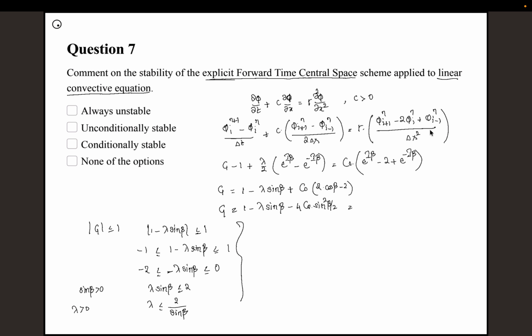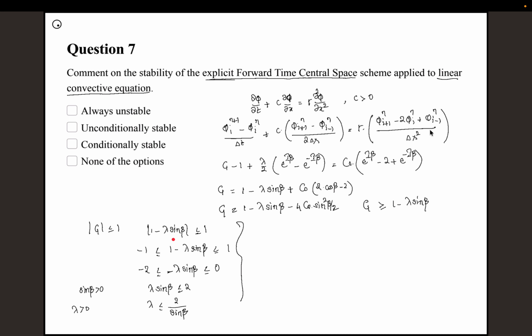But if I were to simplify this a little further, from this equation I can directly write that G is always less than or equal to 1 minus lambda sine beta, something like this. Because sine square beta by 2 is always positive, I can write it as G is always greater than or equal to 1 minus lambda sine beta. So the maximum value of 1 minus G is going to be limited by this.